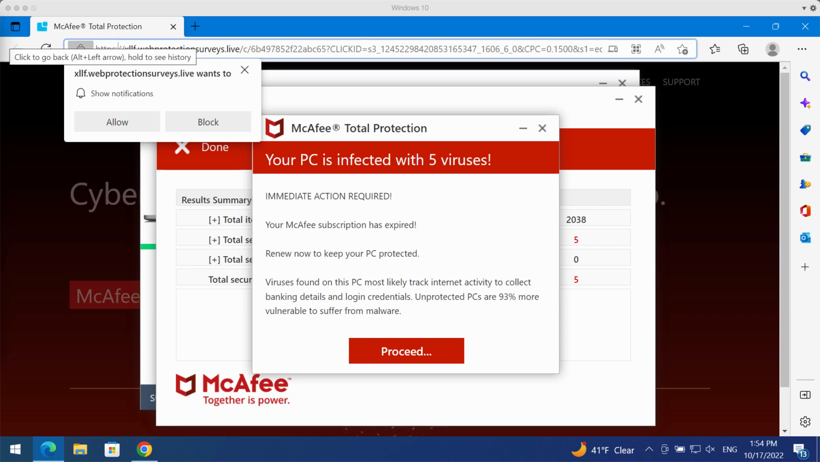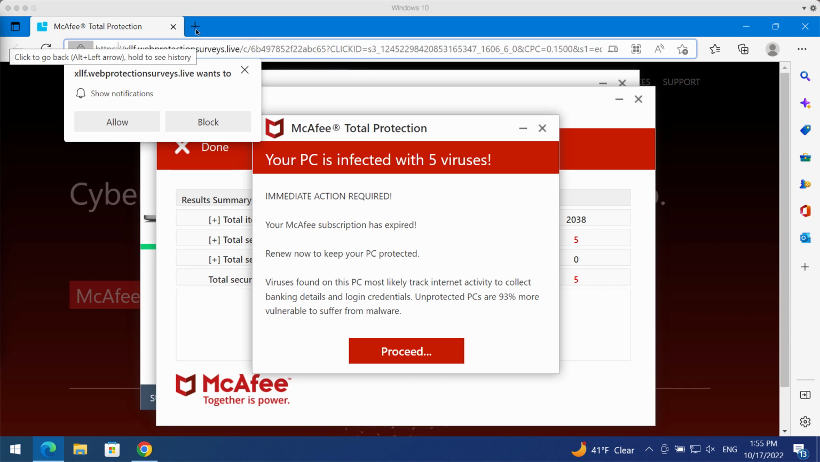They are deceptive, so you should not interact with them. All these pop-ups by Webprotectionsurveys.live claim to be related to the well-known security program, but they are actually not related to any decent software. So please be very careful, don't interact with these multiple and deceptive and totally fake alerts.